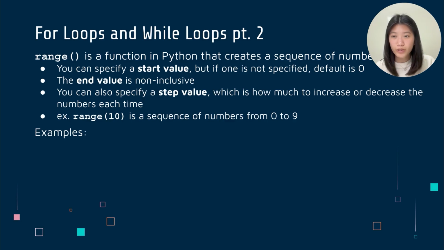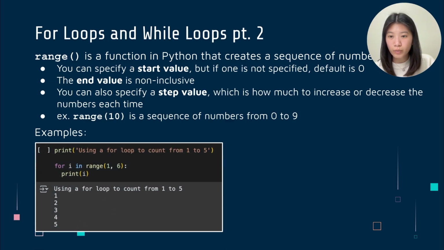So a few examples of using the range function. In this first example, we're going to print using a for loop to count from 1 to 5. So now let's test this using a for loop and the range function. So we've written out for i in range(1, 6): print(i). So what this means is that for every value in the sequence of range(1, 6), we're going to print that element. So range(1, 6) is going to start at the value 1, and it's going to increment 1 at a time all the way to 6 non-inclusive. So this will just give us 1, 2, 3, 4, 5. And when we run this for loop, it's going to print 1, 2, 3, 4, 5.